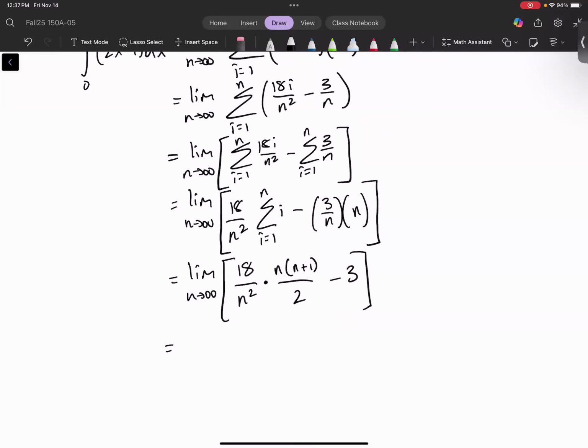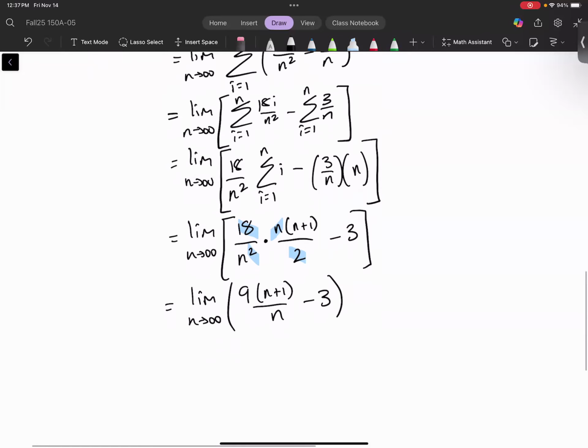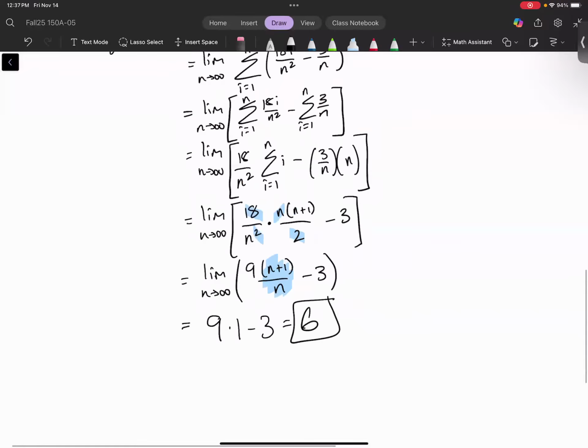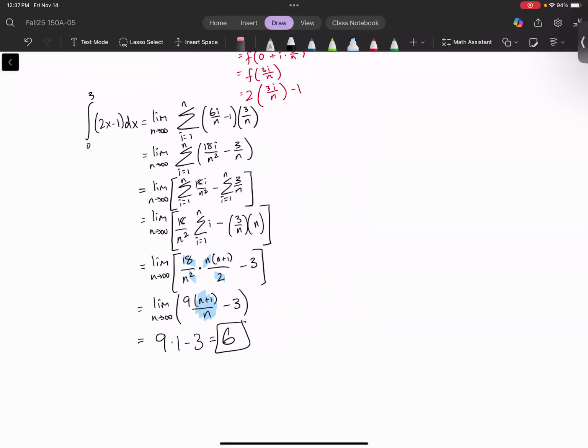Okay, so this is the limit as n goes to infinity. Okay, stuff cancels here, right? One of the n's is going to cancel, and the 18 and the 2 will cancel. So I have 9 times n plus 1 over n, minus 3. Now we have to know that limit of n plus 1 over n. Whatever strategy you need to use, that limit is 1. So we have 9 times 1 minus 3, which is 6. And that's the area. Okay, that's the area.